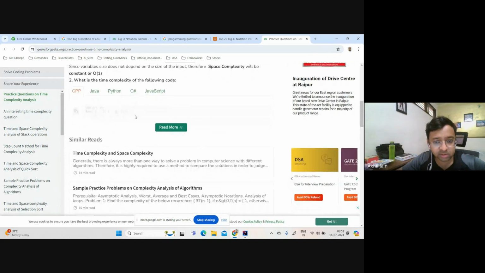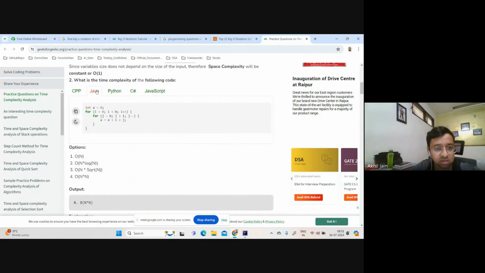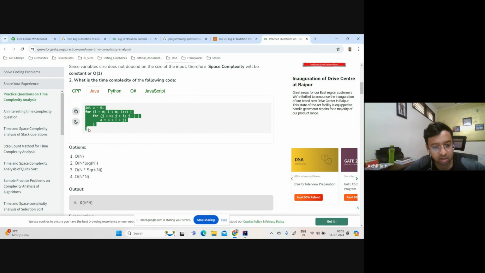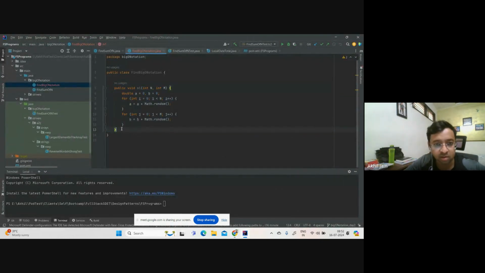What is the time complexity of this Java program? If you see this, you have a nested for loop here. Let me copy this. Now you tell me what will be the value of the output here. You can see it is controlled by the power of n. Let me grab this and add it there. Let's try to find it out.